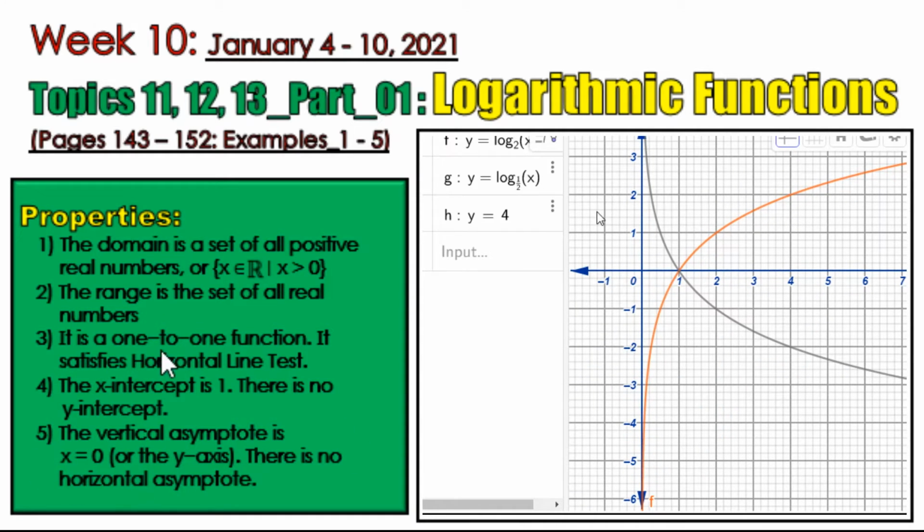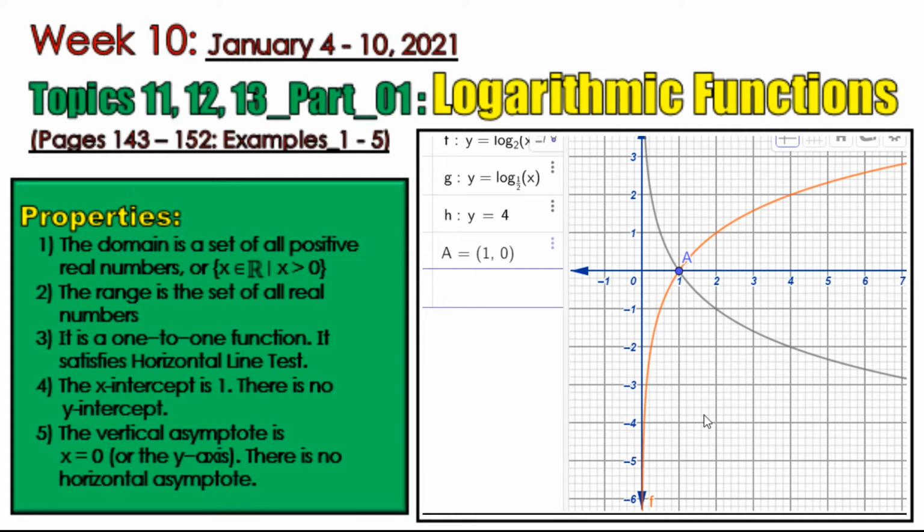For the fourth property, we have the x-intercept is 1. When we say x-intercept, it is the value of your x when y is 0. So both of your graphs intersect your x-axis at 1, 0. The value of your x is 1 when your y is 0. That is what we call x-intercept. And there is no y-intercept because these two graphs do not intersect your y-axis. So therefore, there is no y-intercept.